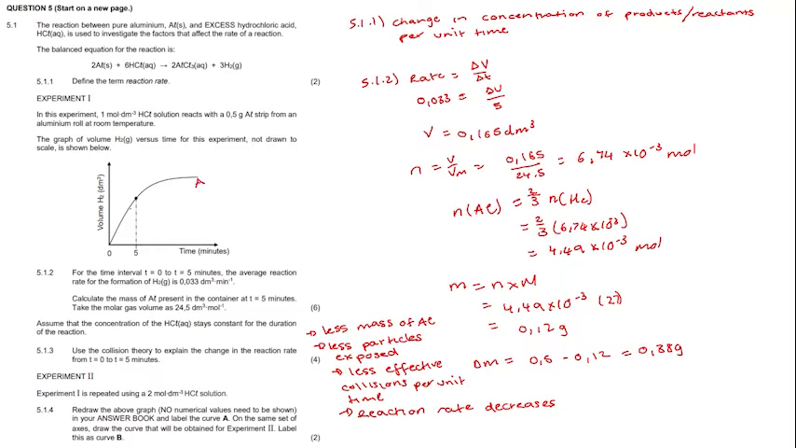And B, since we have a higher concentration of hydrochloric acid, it will still start at 0 and it will still end at the same point. However, the reaction rate will be a little bit quicker. Therefore, this graph will be B.